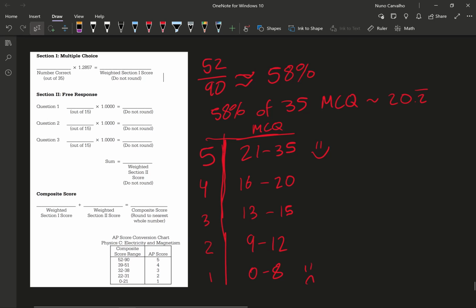So if you've gotten 21 multiple choice questions right or more, that's a pretty good sign that you're on track for getting a 5, or at least you're in the range for a 5 given this composite score. But yeah, I believe this is the most recent AP exam for Physics C, Electricity and Magnetism that College Board have released, the multiple choices that is. So I don't think I'm going to make any more videos after this that are more recent.